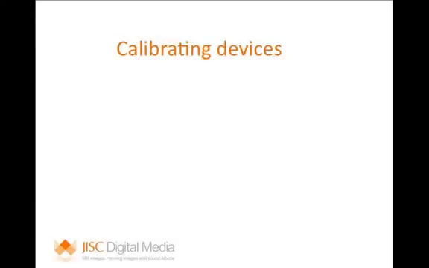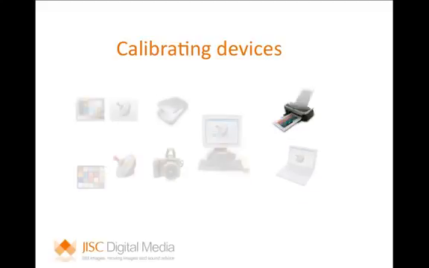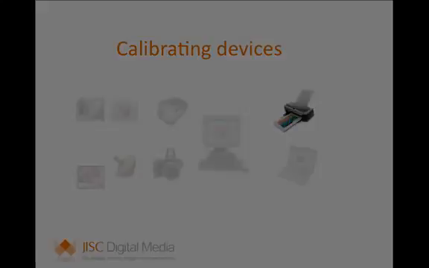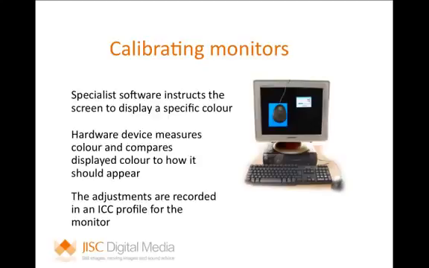The process of recording the behaviour of a device and creating a profile is referred to as calibration. In each case, the colours captured, displayed or printed are compared to known colour data. Monitor calibration requires special software and a hardware calibration device that can be attached to the screen. The software displays known colours and the calibrator compares this to the original perfect data. The results are recorded in the profile, which is then stored in the computer's system.